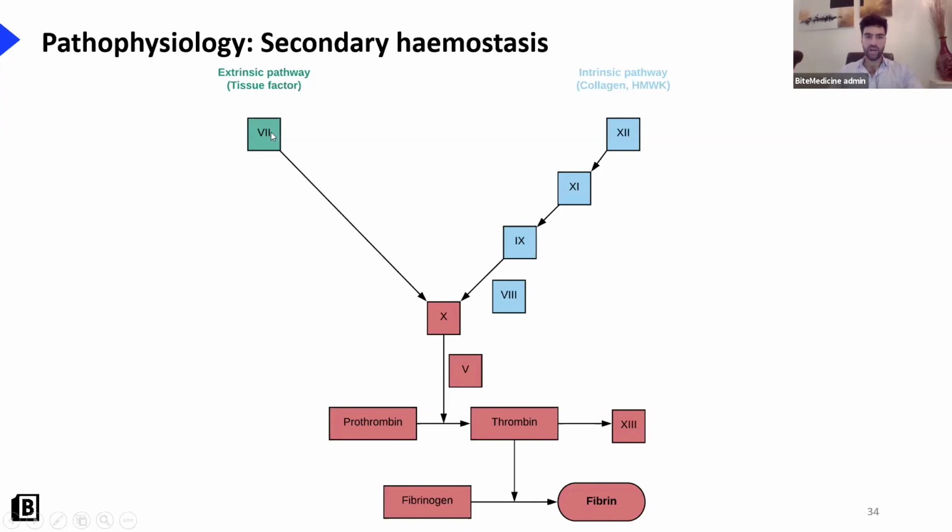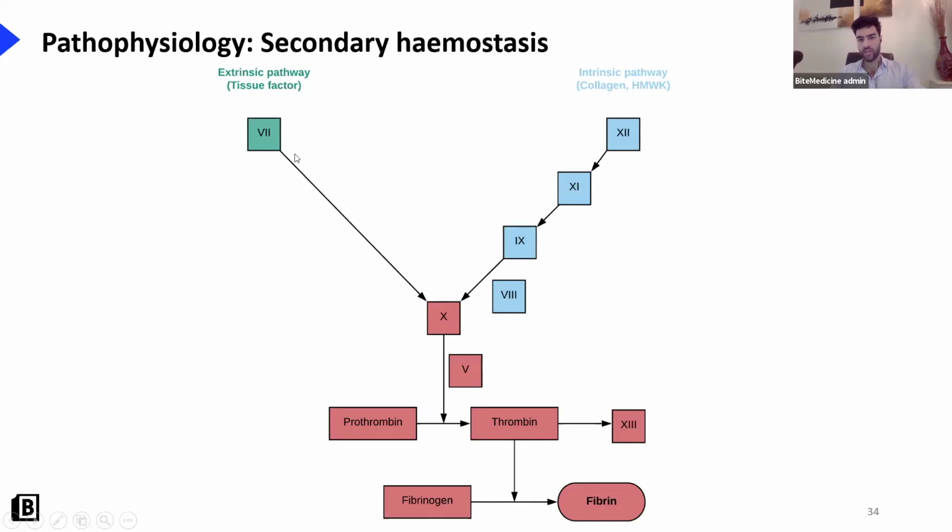The extrinsic pathway involves factor 7, the intrinsic pathway involves factors 12, 11, 9, and 8. This bottom bit here just basically means factors 9 and 8 need to form a complex, and then they will activate factor 10. I would know the basic principles of this. It's actually quite useful to know this clotting cascade. I've tried to simplify it down and get rid of all the extra information that you may well see.